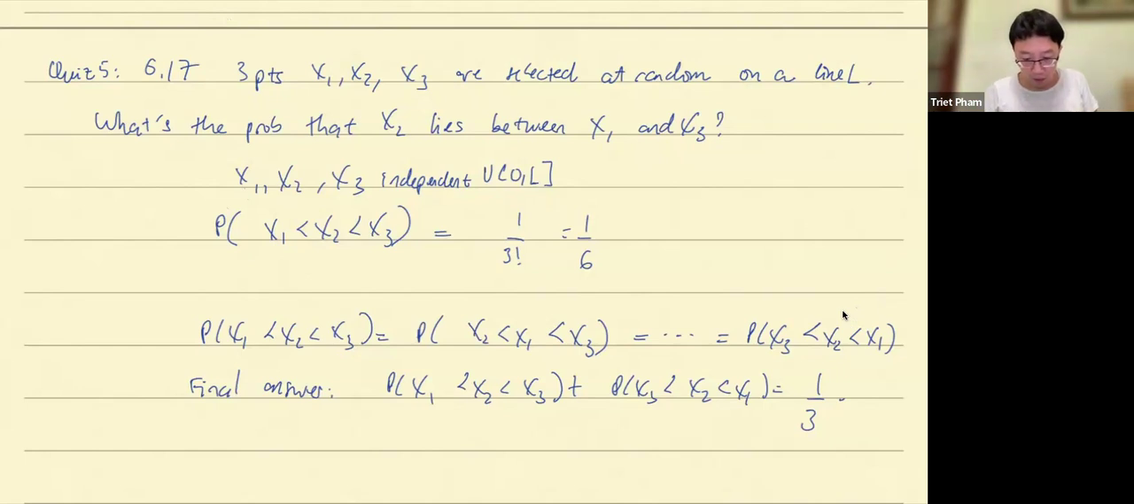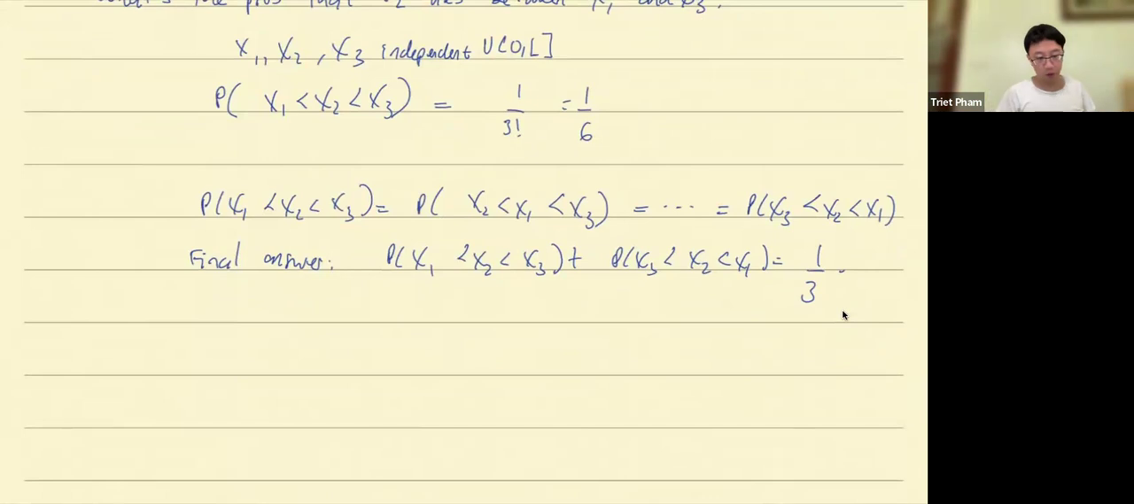So let's move on to section 6.3 if you have no questions. All right, so 6.3, technically speaking, can be 6.2. It talks about sum of independent random variables.